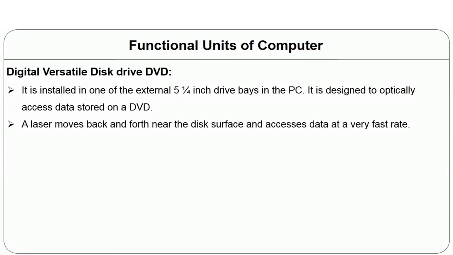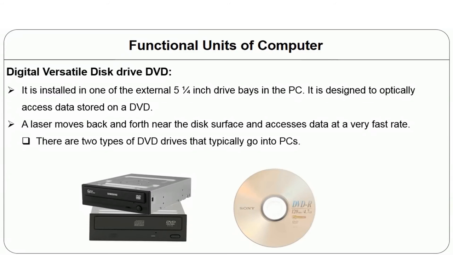There are two types of DVD drives that typically go into PCs. DVD-ROM can read DVDs and CDs, and DVD-RAM, that is random access memory units, can read and write DVDs. A standard DVD can store up to 4.7 gigabytes on one side of the disk.